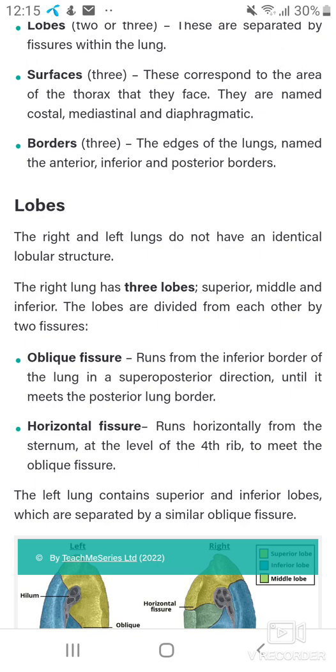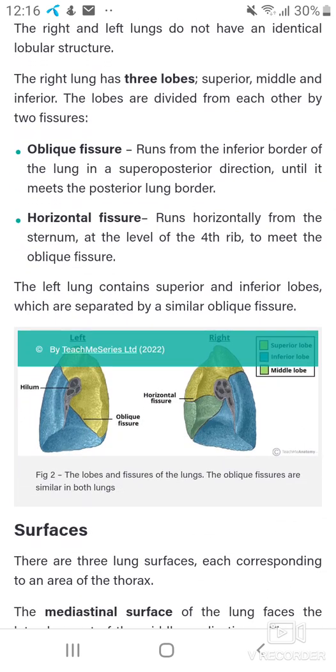The oblique fissure runs from the inferior border of the lung in a supero-posterior direction until it meets the posterior border. The horizontal fissure runs horizontally from the sternum at the level of the fourth rib to meet the oblique fissure. The left lung contains superior and inferior lobes which are separated by a similar oblique fissure.